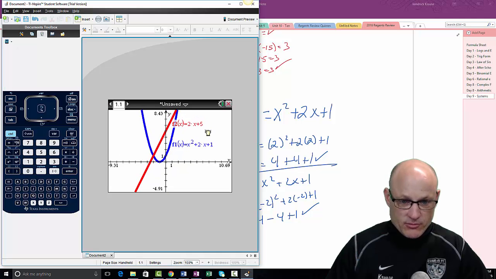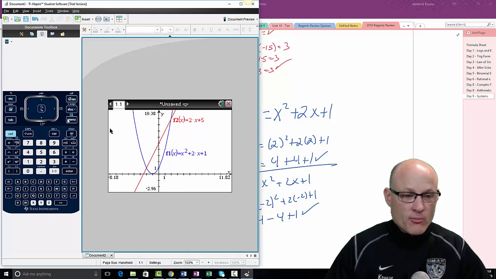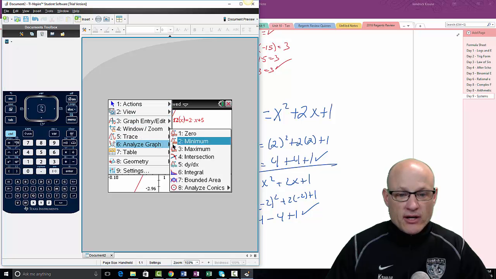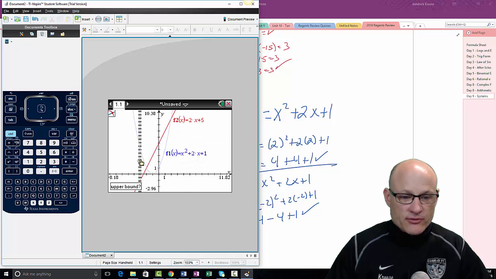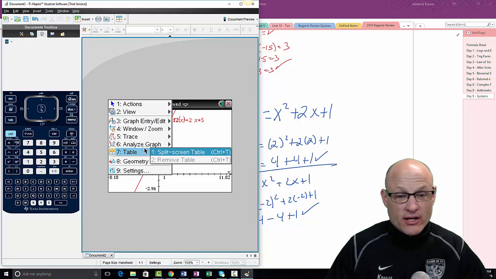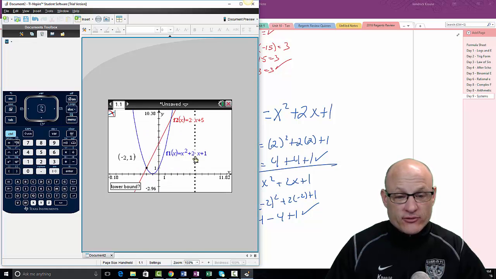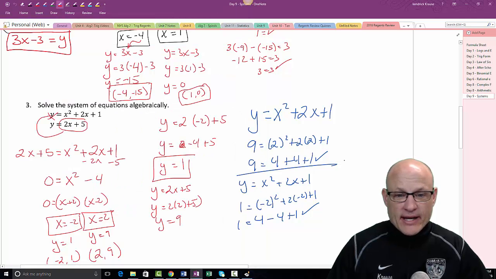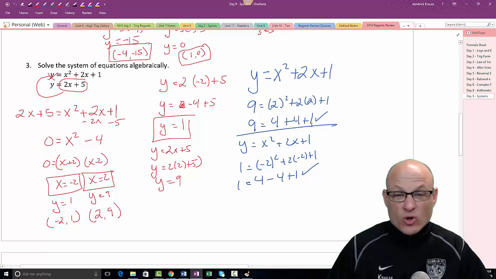You can't see both, but if you drag it here, and then we go menu, analyze the graph, intersection, click to the left side, click to the right side. You can only do one at a time, so there's one of our answers: negative 2, 1. Yes, graphically is a lot faster. Menu, analyze the graph, intersection, click, click, and you get 2, 9. And those are my answers, and it's a great check.